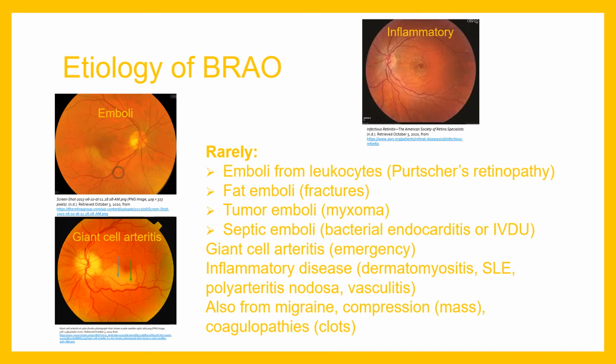If we have Purtscher's retinopathy, the emboli can be created from the coagulation of leukocytes, because there are higher than normal levels of white blood cells in the bloodstream. Fractures of the long bones can break the marrow and release lots of fat into the bloodstream, therefore causing fat emboli. Myxoma, or heart cancer, can release tumor cells into the blood, and they themselves will form little chunks of emboli.